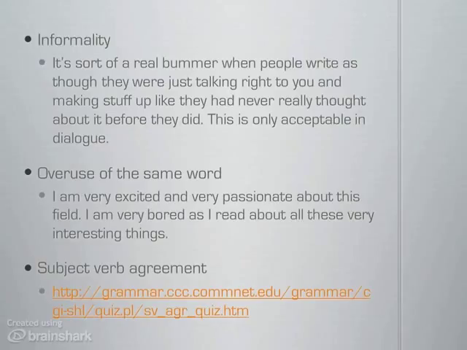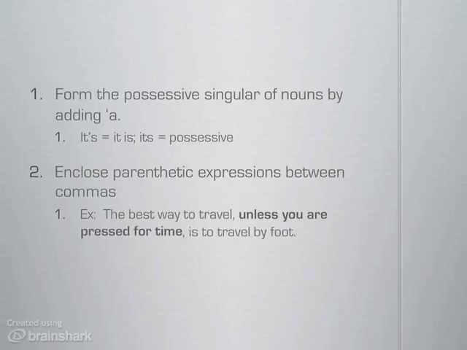In addition, another common mistake that I see is a lack of subject-verb agreement. It's important that if you have multiple subjects, you have a plural verb used with that subject. And if you have a singular subject, you have a singular verb used. The following website is one that you can utilize to look up subject-verb agreement if you have difficulties in this area. In addition, you want to form the possessive singular of nouns by adding an apostrophe. So you could use "its" instead of "it is," and "it's" for the possessive.